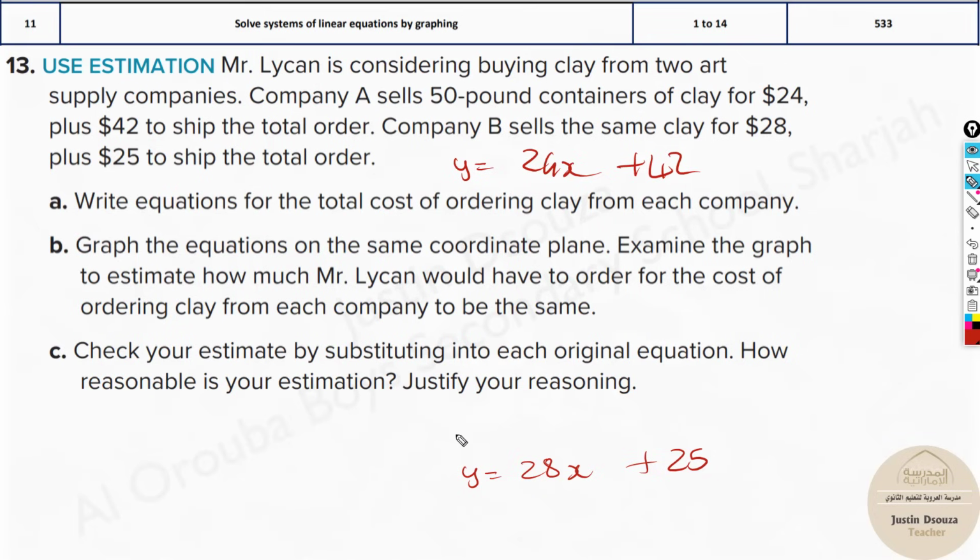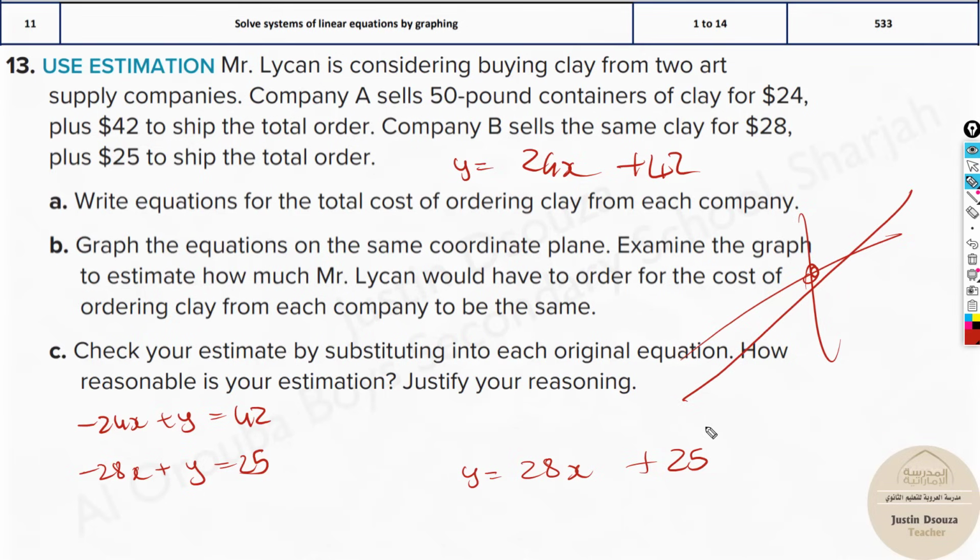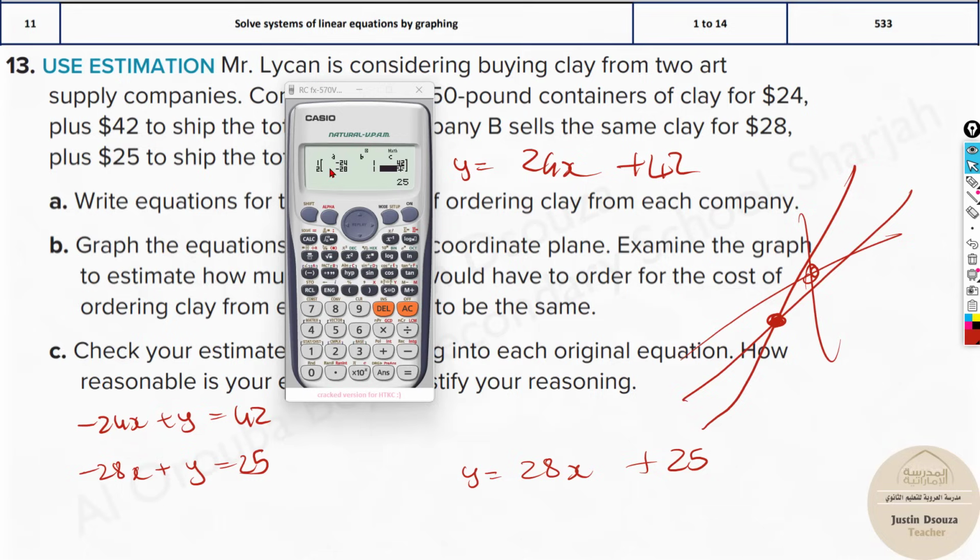And graph the equations on the same coordinate plane and examine the, okay, now you do not need to graph exactly because you will be given the graphs and you can easily do a table method or check the graphs. But here what they want is when will they be equal? So just solve them in the calculator instead of graphing and finding it out. But we need to write it in the standard form. So I'll write it as minus 24x plus y is equal to 42. Here minus 28x plus y is equal to 25. What this means is one graph starts from 42 high and one more from 25, and eventually both will meet at a certain point. That touching point where they both are equal, where the cost will be equal from both the companies, is what we want. All you have to do is type the coefficients in the calculator and press equal to. Here we get 4.25.